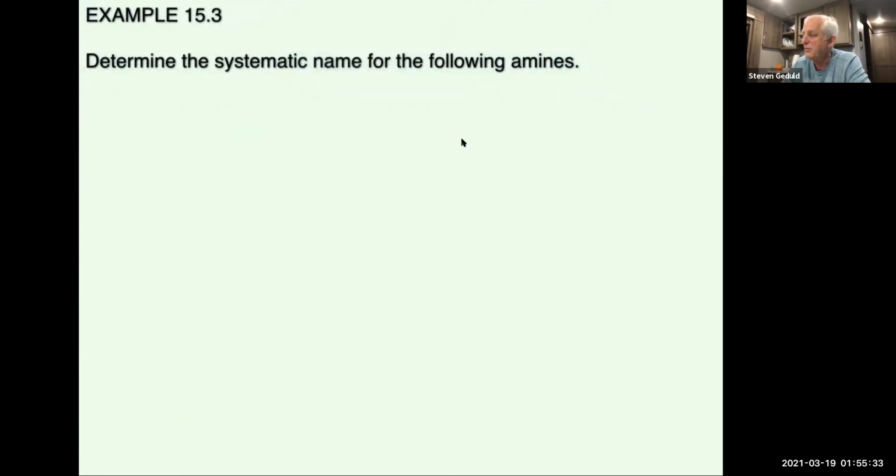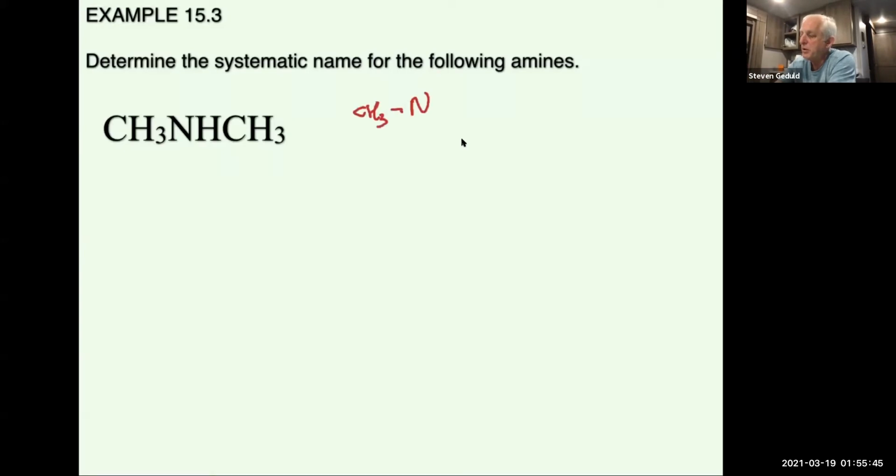Determine the systematic names of the following amines. Okay, so sometimes it helps to draw the structure. This is N, we have a CH3 group here, we have a hydrogen, and we have a CH3 group here. Now, why can't the CH3 group be attached to the hydrogen? You can't. Hydrogen is terminal, remember? Hydrogens only have a single bond. So once you say hydrogen, you know the other group has to go on the other side of the nitrogen. Sometimes it helps to draw the structure and take a look at it. It makes it less confusing.